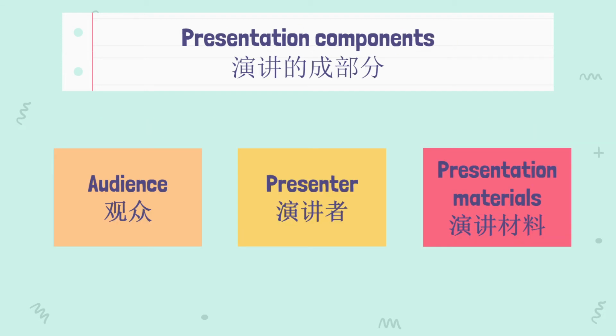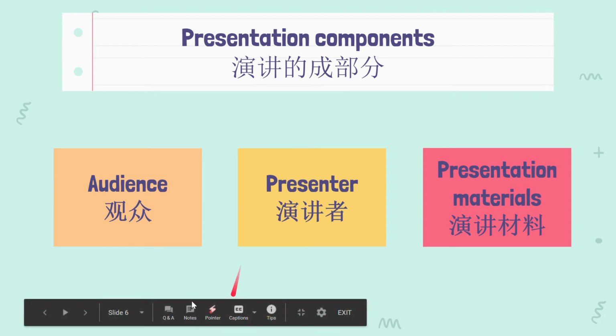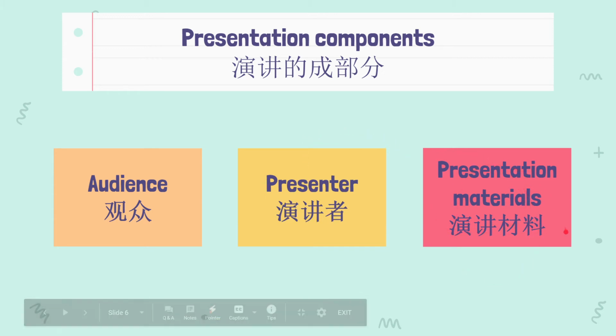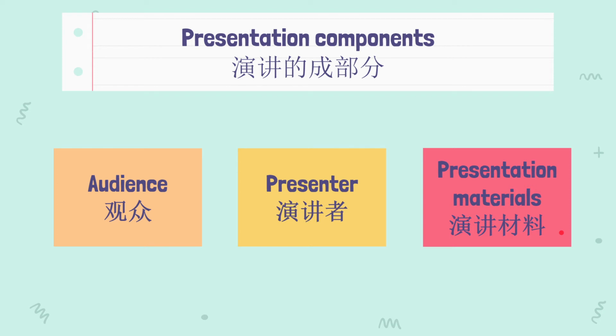And in the presentation, there are usually three components. So there's the audience, which is the people that are listening to you. There's the presenter, which is you. And then the presentation materials, how you're going to show the information.